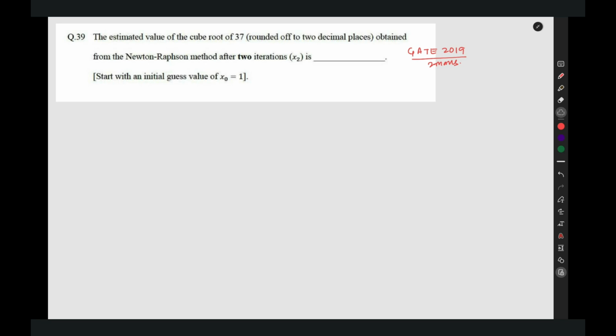First of all, we have to determine the function. According to the question, the estimated value of the cube root of 37. Suppose that we have a value 37 and the cube root is estimated as x. Then we can write this function in the form x cube equal to 37, or f(x) equal to x cube minus 37 equal to 0. Now we will determine the value of f dash x, which is 3x square, and we have to calculate f dash x at x equal to 1. So it will be 3.